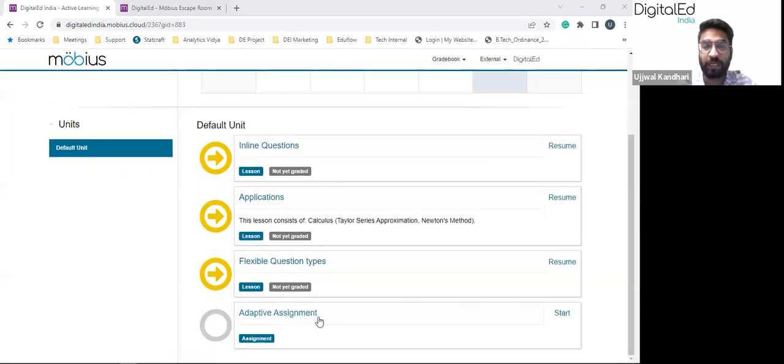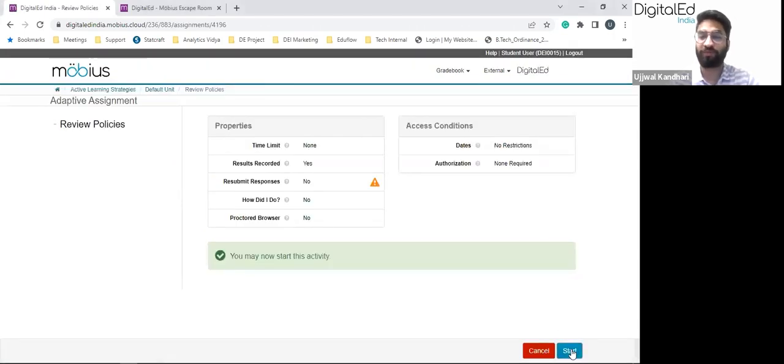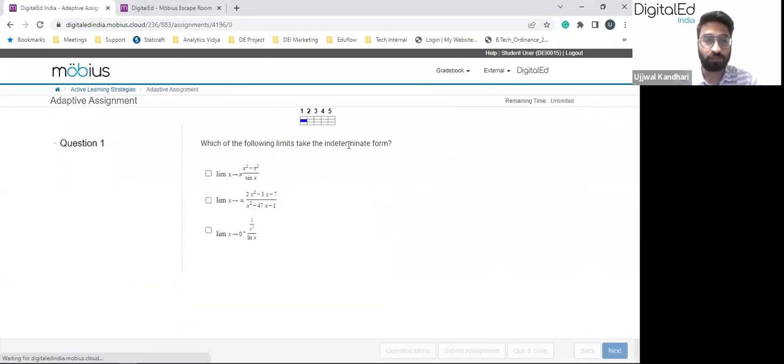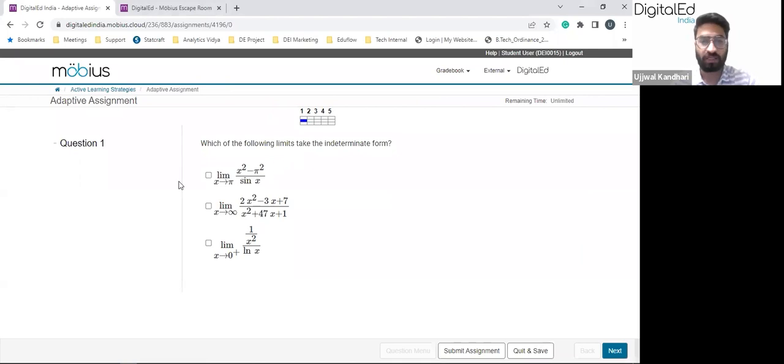And finally, I did talk and try to introduce gamification. This is a type of assignment that you can actually create in the product that has a little bit of gamification feel to it. What this would actually mean is you can branch out the questions into different difficulty levels. So I'll start the assignment. Okay, which of the following limits takes indeterminate form?